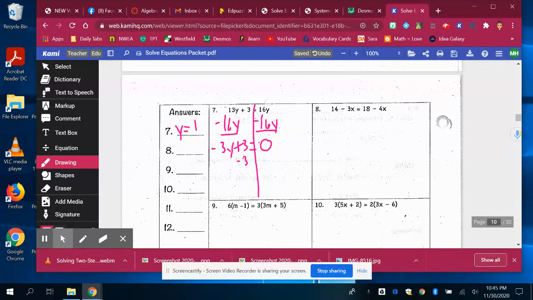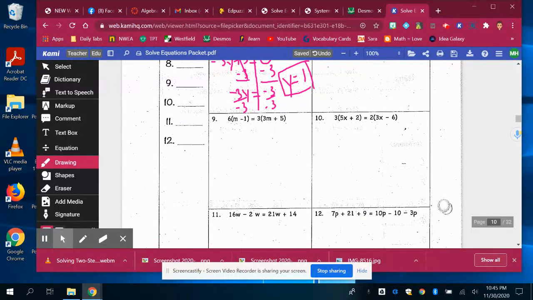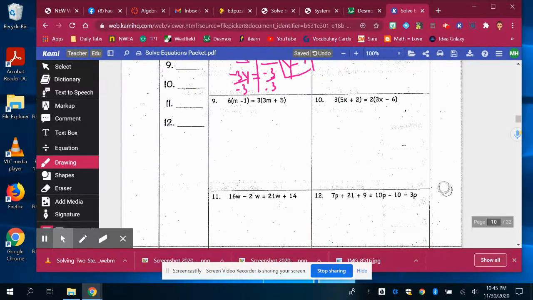Now I can subtract my 3, my constant term, from both sides. I get negative 3y equals 0 minus 3, which is negative 3. Divide by negative 3, and again I get y equals 1. So I should get the same answer either way I do it. Let's move on now to number 9.